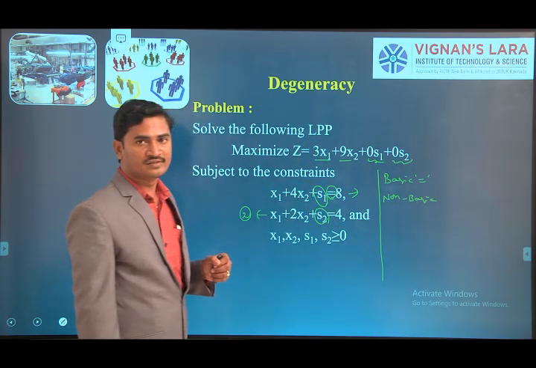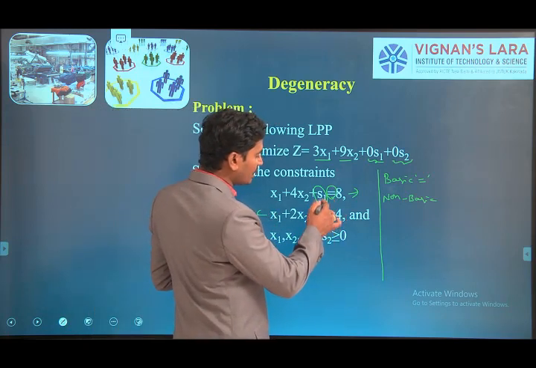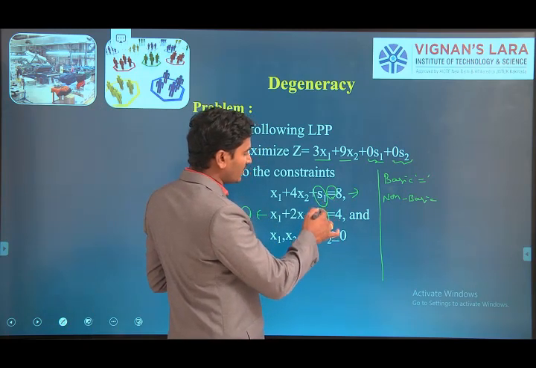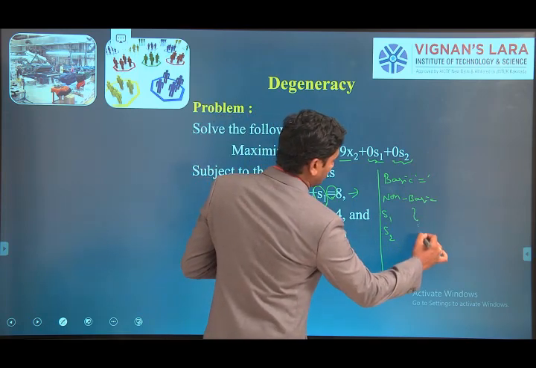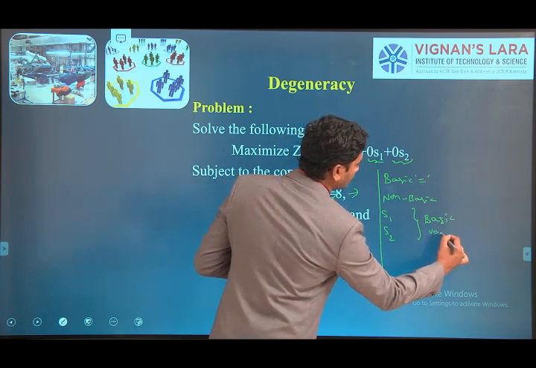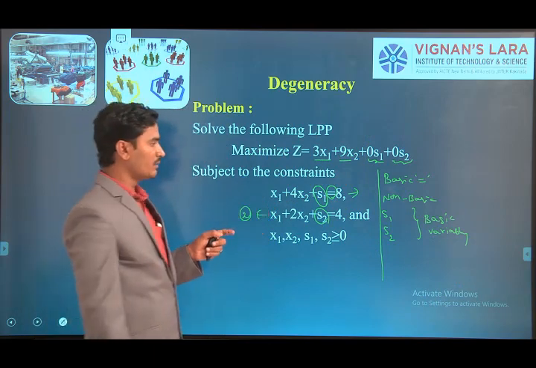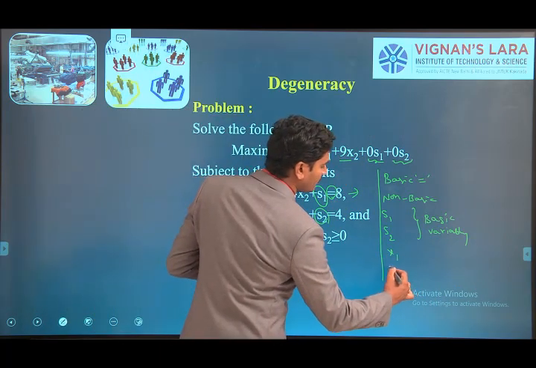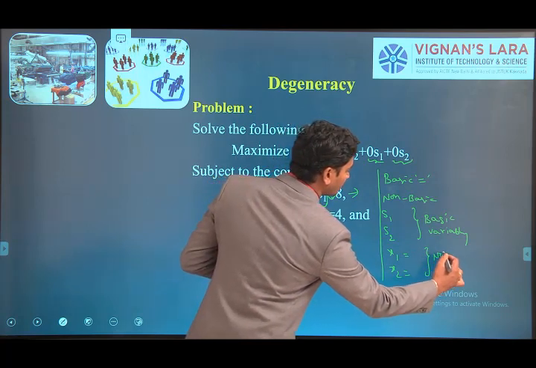Coming to our problem, what are the basic variables? Near to equality, we have two variables, S1 and S2. S1 and S2 are the basic variables. And the remaining variables, X1 and X2, are the non-basic variables.